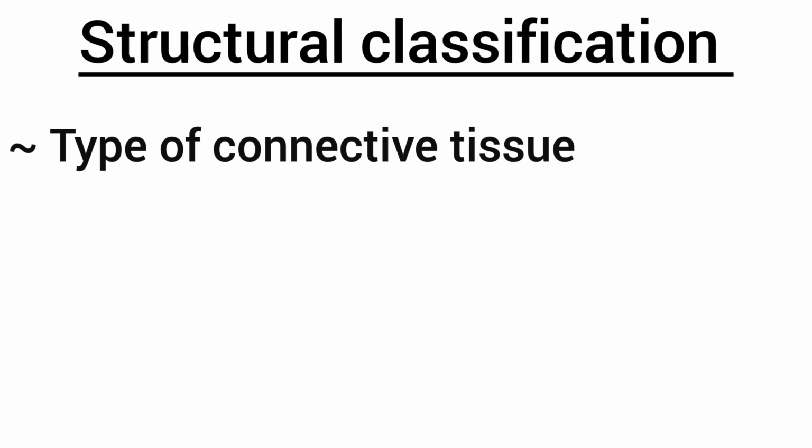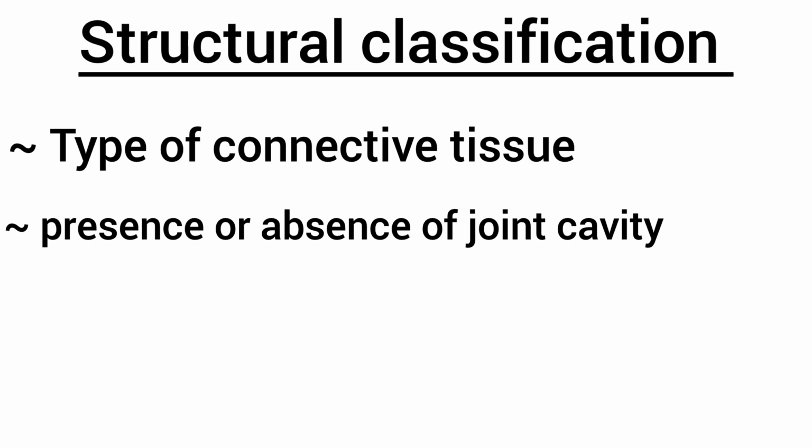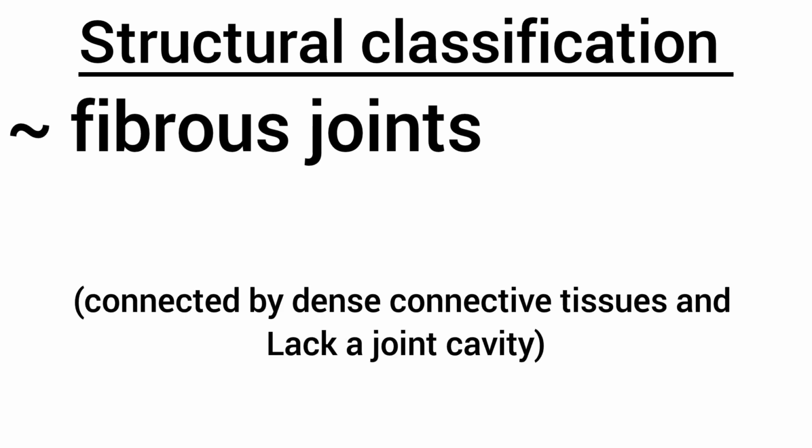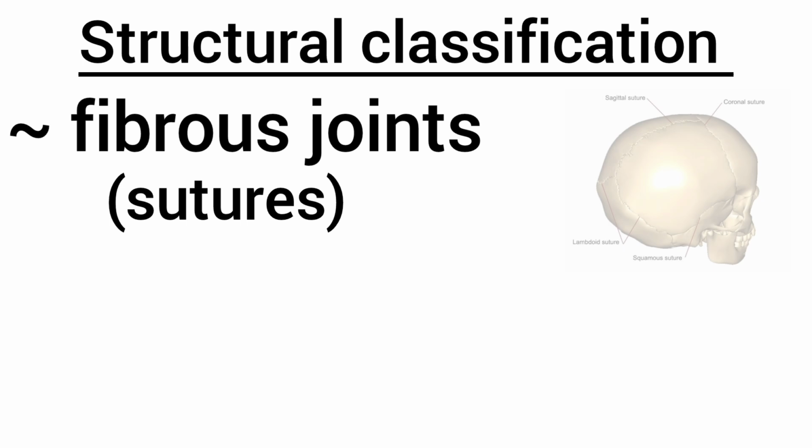Number 1. Structural classification of joints. The structural classification is based on the type of connective tissue that joins the bones and the presence or absence of a joint cavity. These categories include 3 types. A. Fibrous joints. These joints are connected by dense connective tissues, primarily collagen, and they lack a joint cavity. They allow little or no movement, and examples include sutures, found in the skull, which are not movable after childhood.